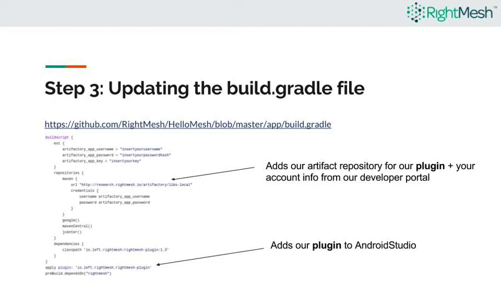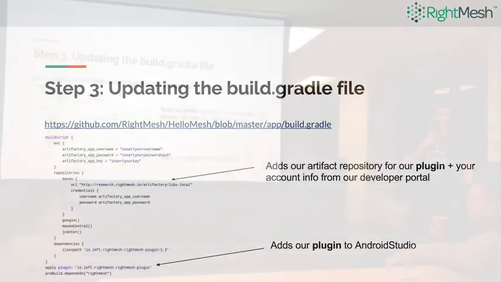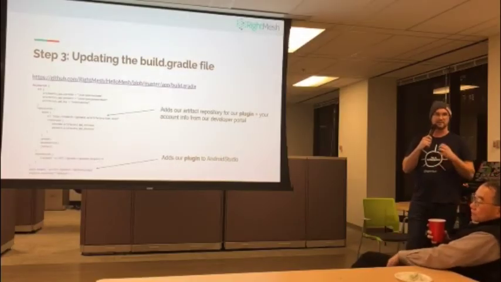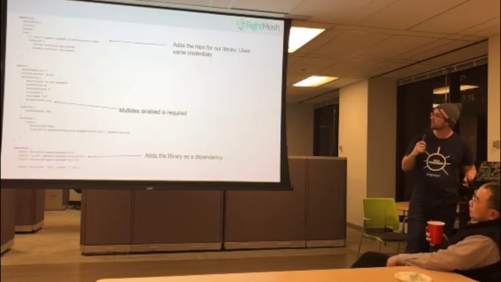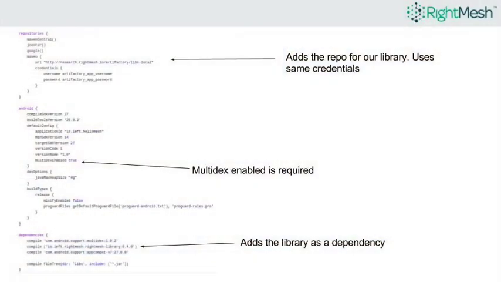The bottom line there adds our plugin to Android Studio. The plugin's job is basically to get the license file and the MeshPort information and package it into your app. So the first part of that was just adding the plugin.